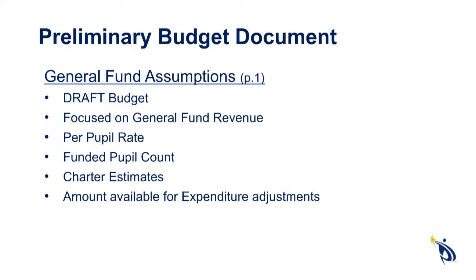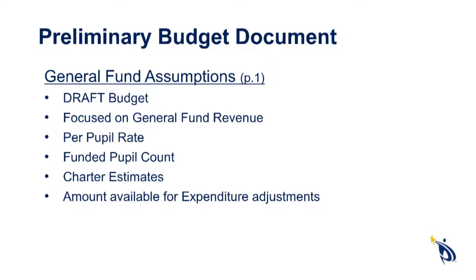This is a draft budget, right? This is an early look, a very preliminary look, and our conversation will be focused primarily on the general fund, and specifically general fund revenue. In those assumptions, we identify the per pupil rate that is driving the revenue in this budget. We identify the funded pupil count, and I'll talk about these as we get going. We also identify estimates for charter school funding that flows through the district and to our district charters.